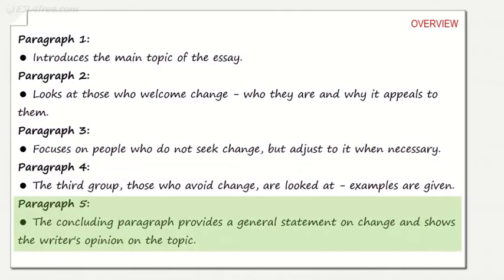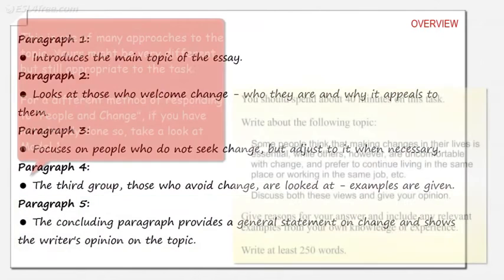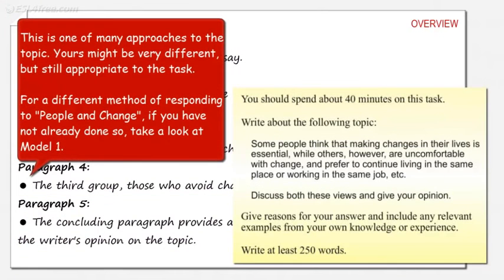And paragraph 5, the concluding paragraph, provides a general statement on change and shows the writer's opinion on the topic. This is one of many approaches to the topic. Yours might be very different, but still appropriate to the task. For a different method of responding to people and change, if you've not already done so, take a look at Model 1.